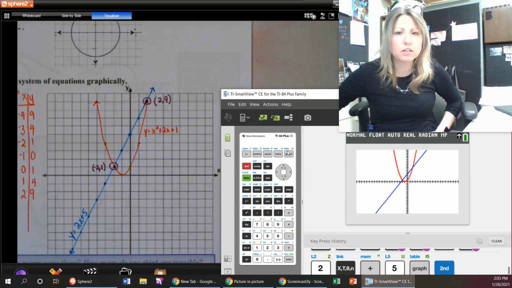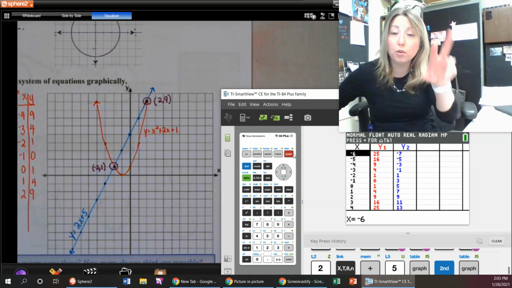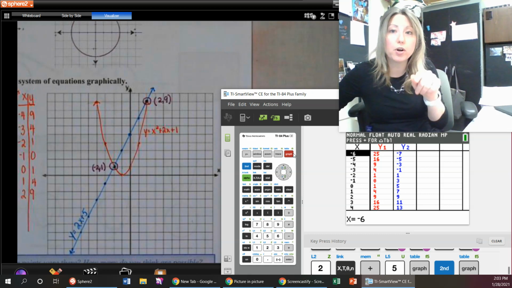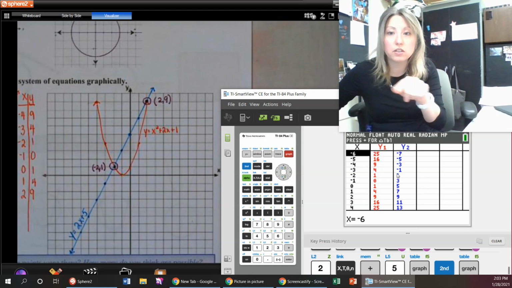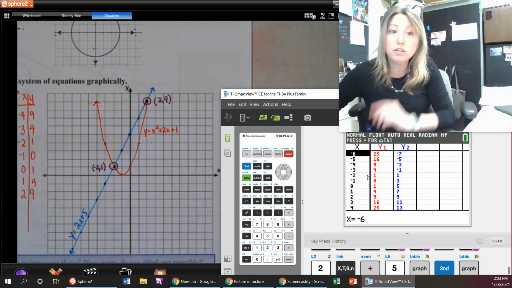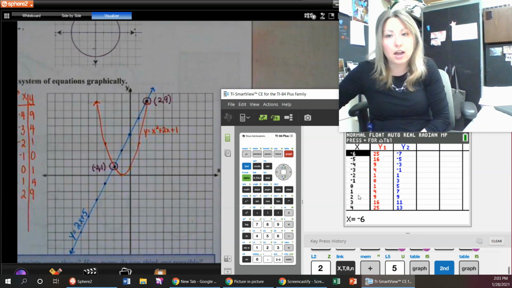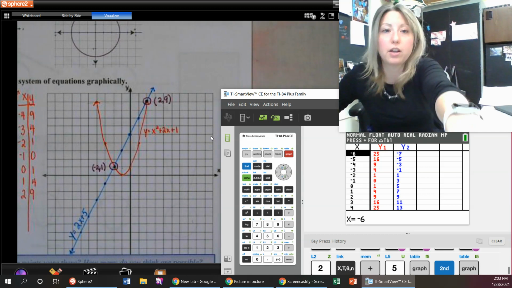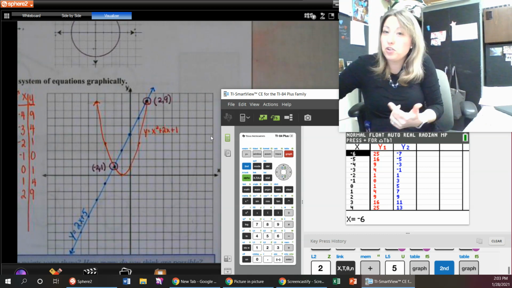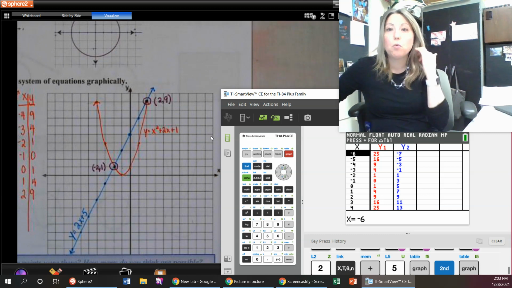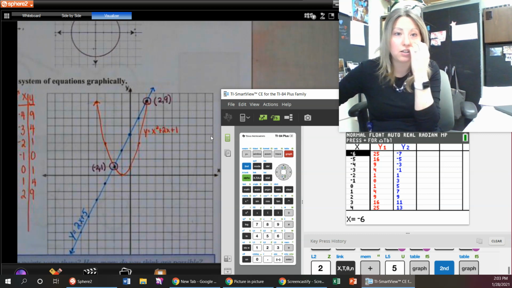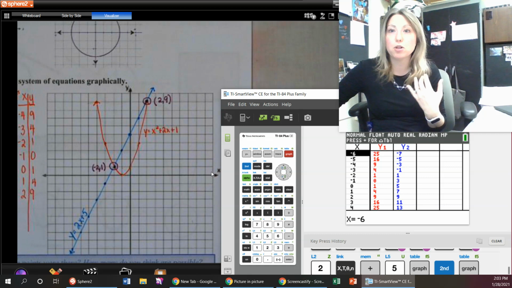So second and graph gets me both tables. And remember, where your x value yields the same y value, that's an intersection point. So -2, 1, just like we have, and +2, +9, just like we have. That's your answers.